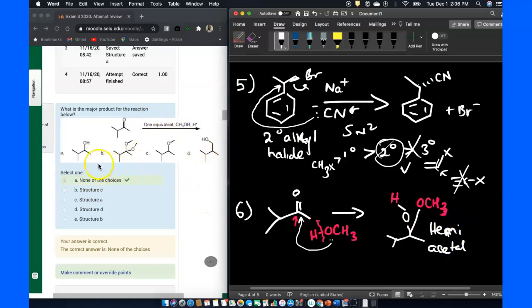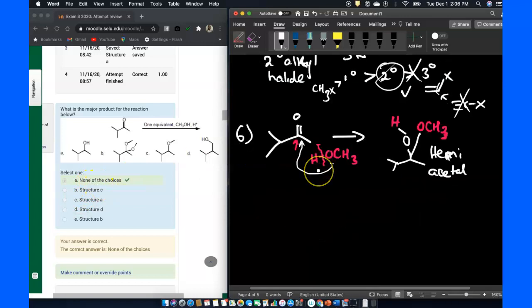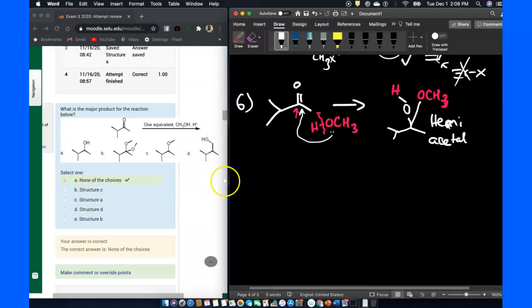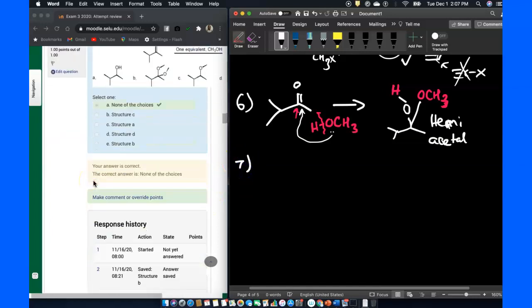So you can obviously see that none of these molecules look like what I drew, so it's none of the choices. That's the answer for question 6. None of the choices looks like our product that I drew. So 7.